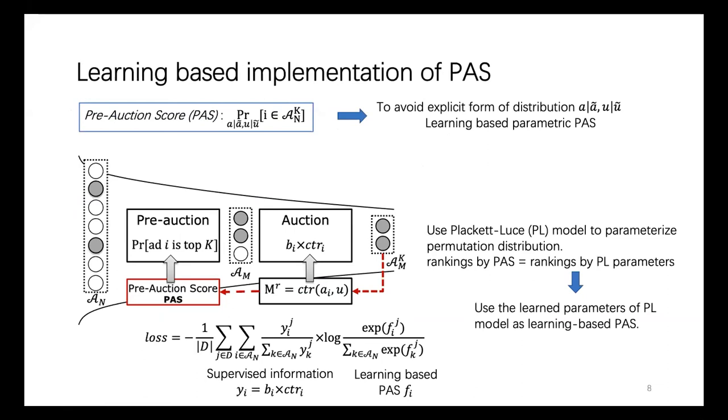For computing the pre-auction score, we next introduce a parametric learning-based implementation to avoid the requirement of an explicit distribution of the randomness. To model the probability of the ad being in the top K set, we follow the Plackett-Luce model to parameterize the permutation distribution. Under the PL model, the ranking by pre-auction score is the same as the ranking by PL parameters. Therefore, we use the neural parameters of the PL model as the learning-based pre-auction score. The supervised information is B times the refined CTR. The loss function is to minimize the cross entropy between the top-one probability of the sample distribution and the PL parametric distribution.